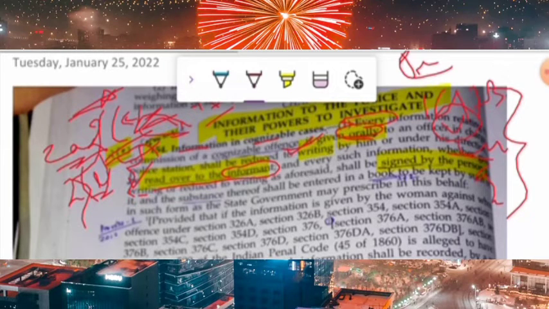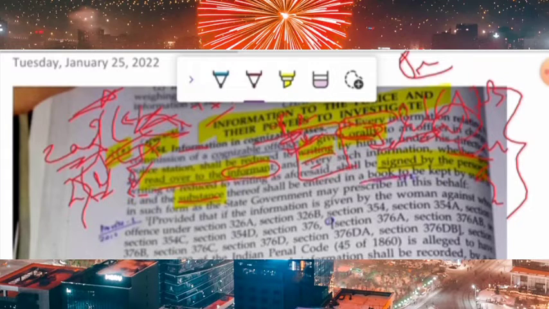And the substance thereof shall be entered in a book. The substance means the factual situation, what happened in that case, who did what. In this FIR you just need to write only the facts, whatever happened, who did what, all those kinds of things, right? And there should not be delay in lodging an FIR. Generally there should not be delay in lodging an FIR. So the substance thereof shall be entered in a book.